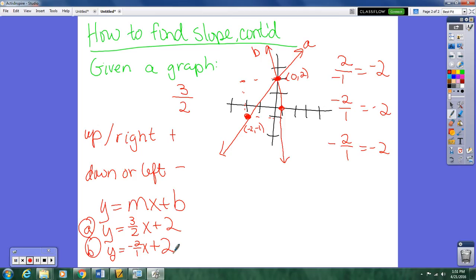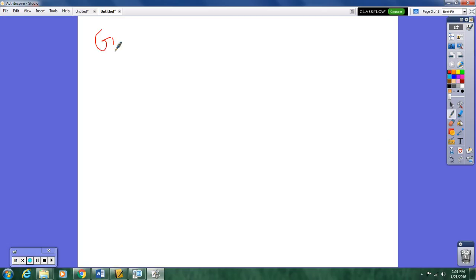Let's see. All right, what do we do if finding the slope given a table?